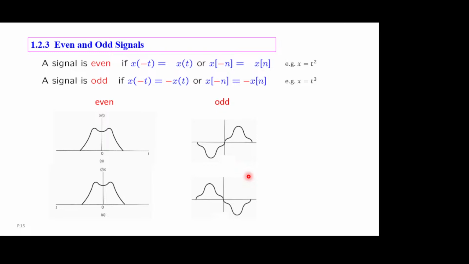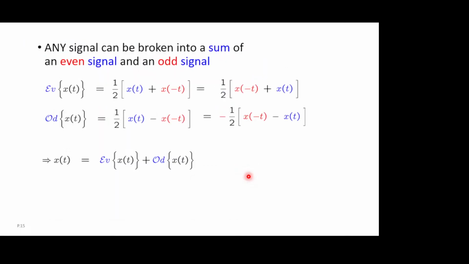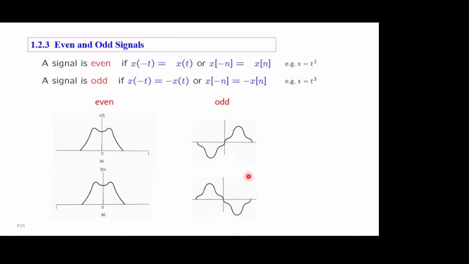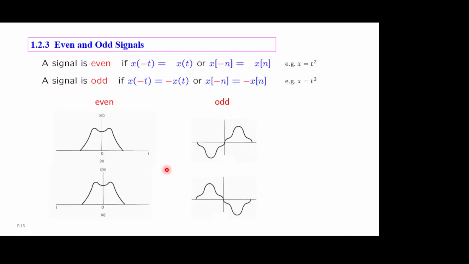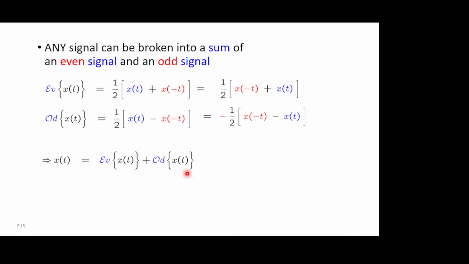Okay, that's the definition. Now something more interesting. Even and odd signals are very special. If you draw an arbitrary signal, it's probably not even or odd. But we can always analyze any signal as an even part and an odd part by doing this.